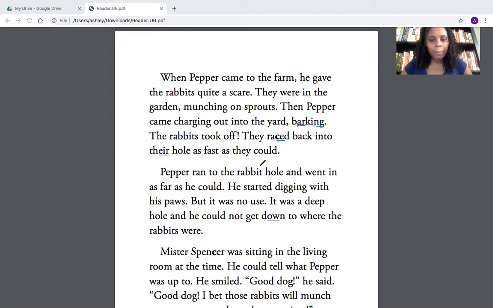Pepper ran to the rabbit hole and went in as far as he could. He started, I don't know this word, so I'm going to use my strategies to sound it out. Digging. He started digging with his paws, but it was no use. It was a deep hole, and he could not get down to where the rabbits were. All right, let's scroll down and keep reading.